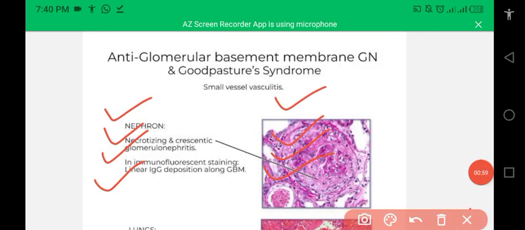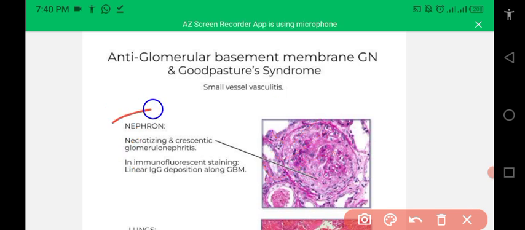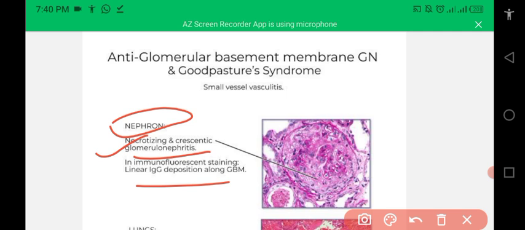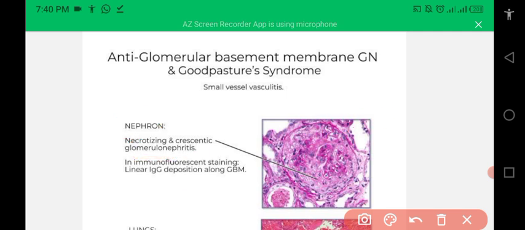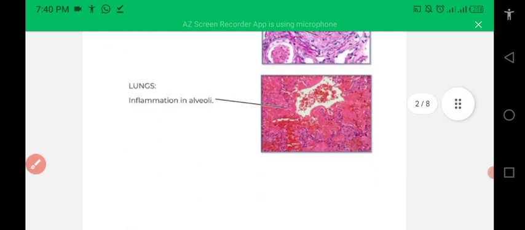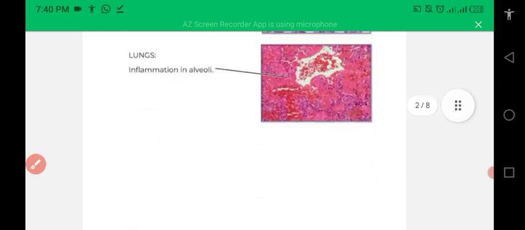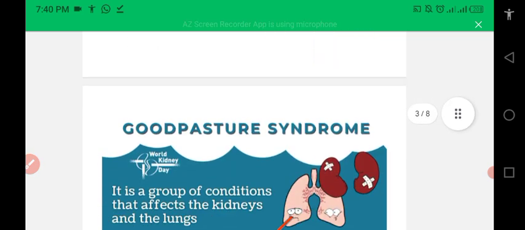Anti-glomerular basement membrane syndrome, or Goodpasture syndrome, occurs when there is necrotizing crescentic glomerulonephritis and a linear IgG deposit with histological findings like this. And lung involvement, like inflammation of the alveoli and pleuritis, is also present. So these are some very important findings of Goodpasture syndrome that are clinically very important.